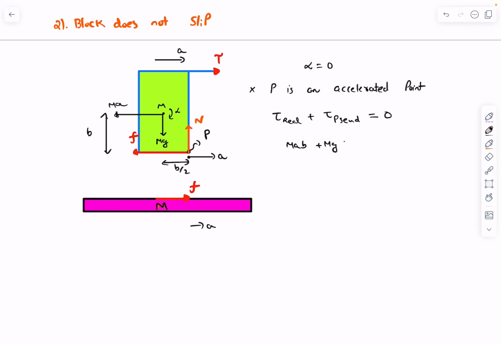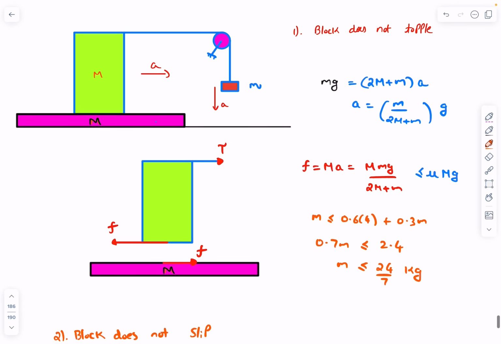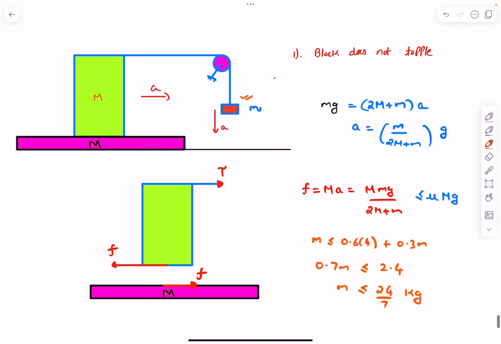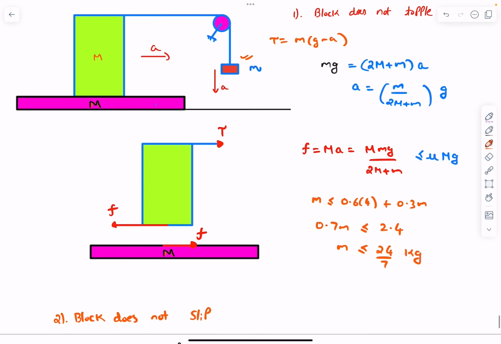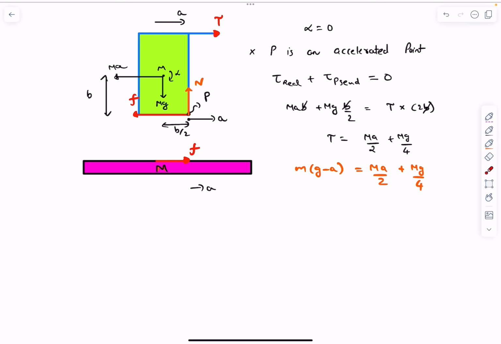So it'll be mg into b by 2. And this should be equal to the tension force T times 2b, right? So T turns out to be ma by 2 plus mg divided by 4. So if the value of tension T exceeds this particular value, now the value of tension T we can figure out using the FBD of mass small m. So tension T is going to be m times (g minus a), right? Now let's try to solve for this equation.